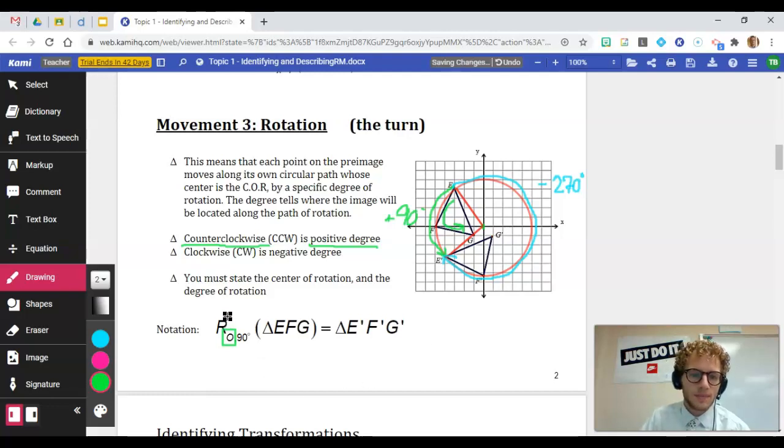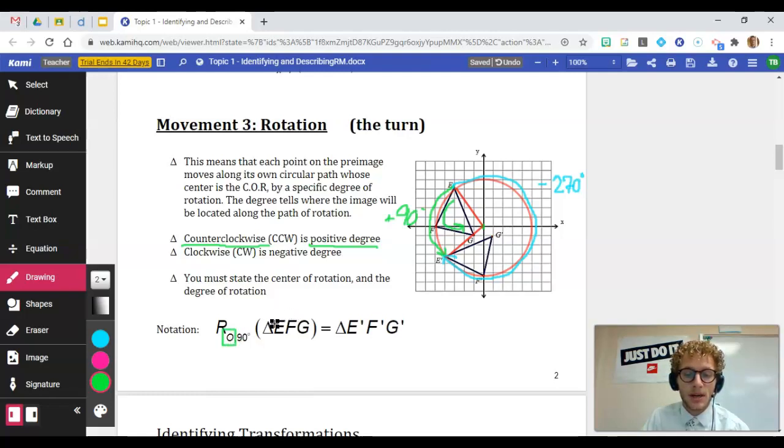For our notation, we must state the center of rotation. So in this case, it is the origin, which we denote by the letter O, and how many degrees it's been rotated. If you leave it as positive, again, it will be assumed that it's counterclockwise. If it's negative, then that will be clockwise. So we say R sub O, 90.